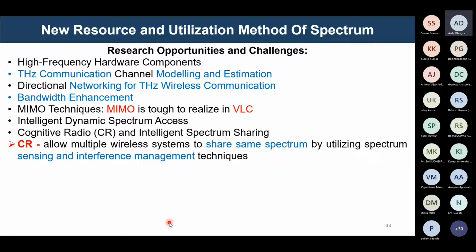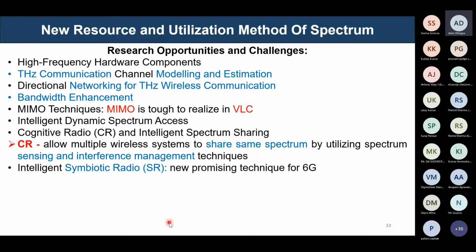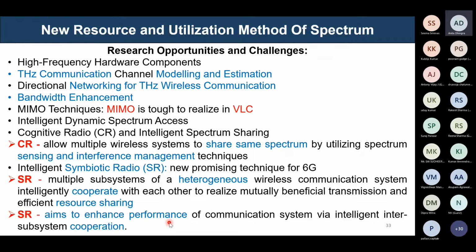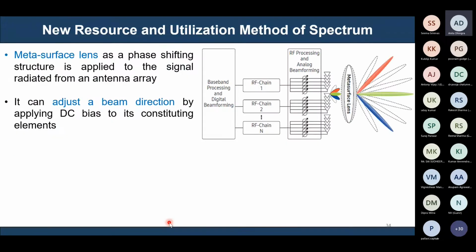Symbiotic radio is something which is coming into 6G, where you have heterogeneous networks that cooperate with each other and share the resources so that the performance remains intact, and co-living can be possible, right? So it can enhance the performance and cooperation can be possible. So these are other research opportunities.